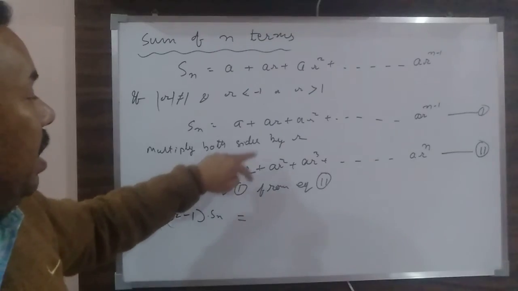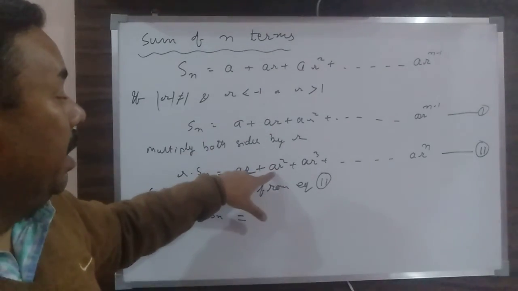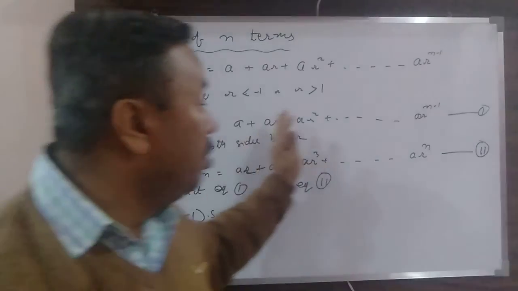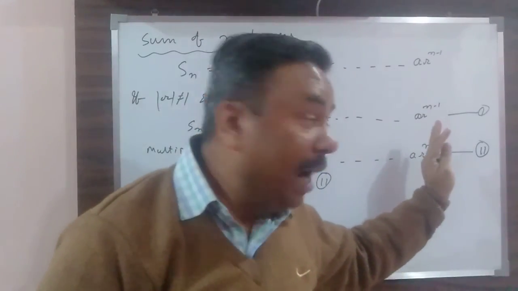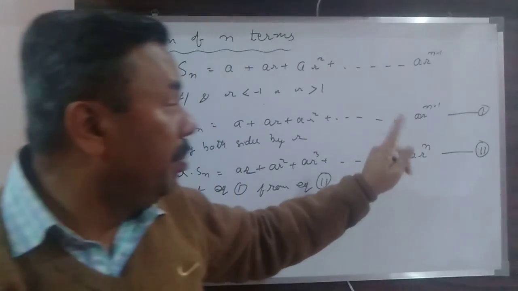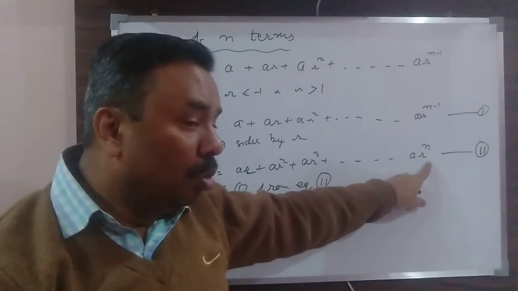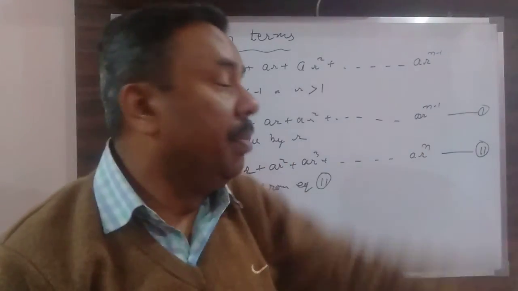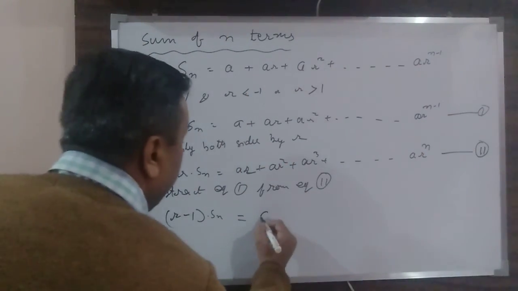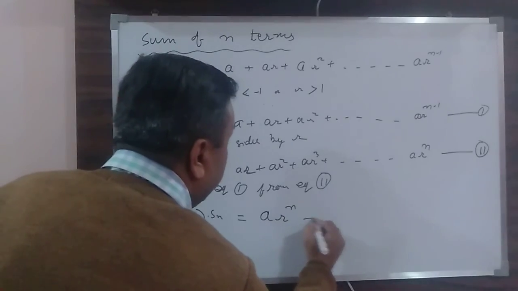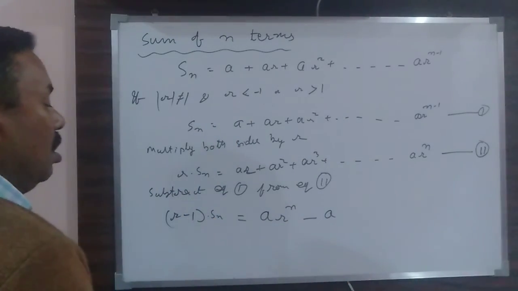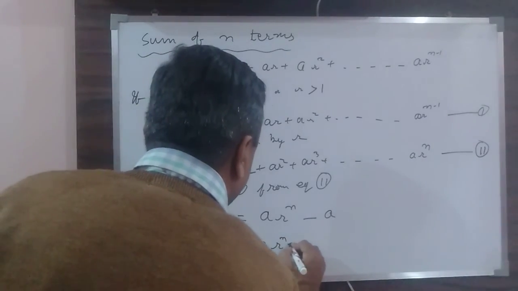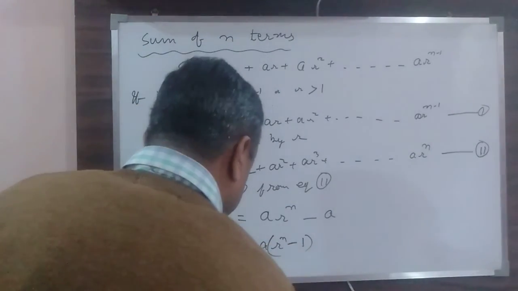This ar will be cancelled out with this. ar square will be cancelled by this one. Similarly, all the middle terms will get cancelled, and the remaining will be the last term of equation 2 and the first term of equation 1. Rest all will be cancelled. So what you get is ar^n minus a, or I can write it as a(r^n minus 1).